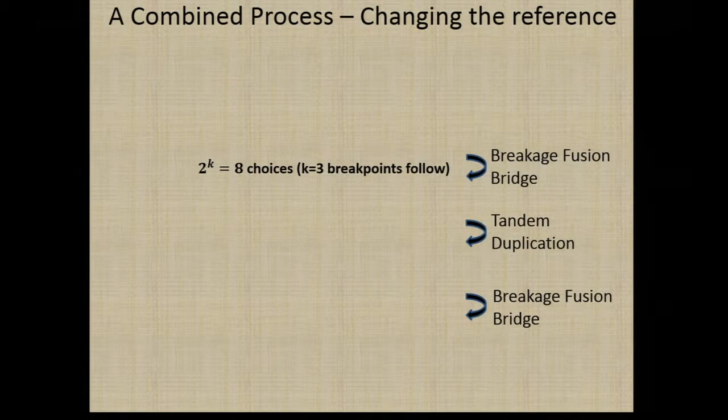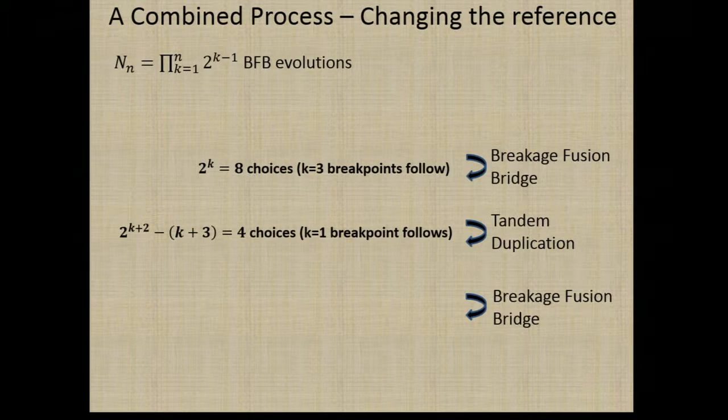So we just saw that choice. That was the break fusion bridge. So we had 2 to the k choices in general, where k is the number of breakpoints. So that's the number of choices where we did that one. The tandem duplications, I've not talked about where this form comes from, but you can do quite a similar argument as to this one to say where this factor comes from. And so this gives us 4 possible choices. So for this formula, we're substituting in 1 because there's 1 breakpoint that comes afterwards.